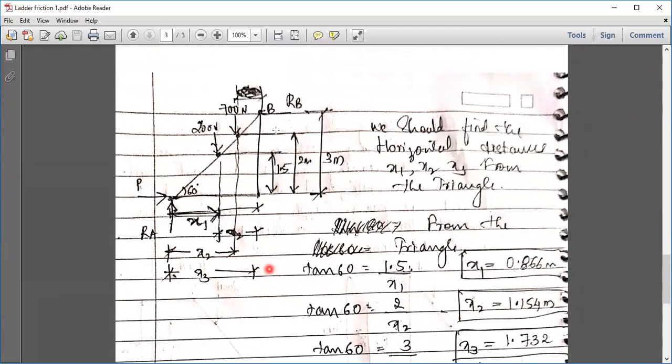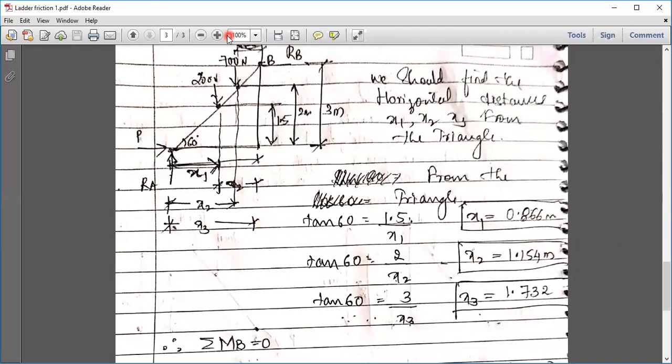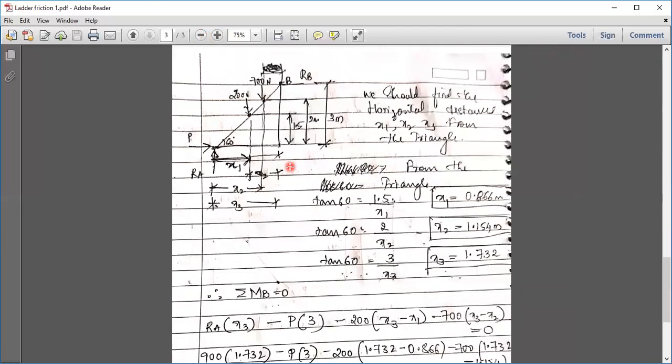Now let us take moment at B. I'll just zoom in so that you can see the diagram and the equation also. Coming to this force, Ra into perpendicular distance is what? The total distance is x3. So Ra goes to B in a clockwise direction. So Ra into x3. Then P into its perpendicular distance is 3. It goes in an anti-clockwise direction. So minus P into 3.